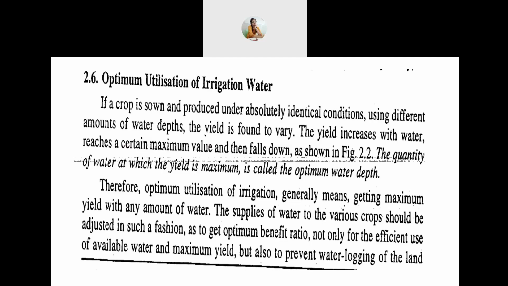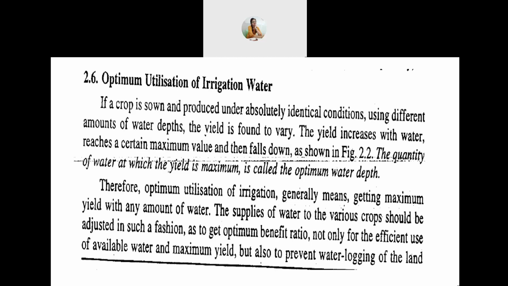The next topic is optimum utilization of irrigation water. If a crop is sown and produced under absolutely identical or similar conditions by using different depths of water, the yield is found to vary. The yield increases with water, reaches a certain maximum value, and then it falls down, as shown in figure 2.2 in our next slides. The quantity of water at which the yield is maximum is known as the optimum water depth.